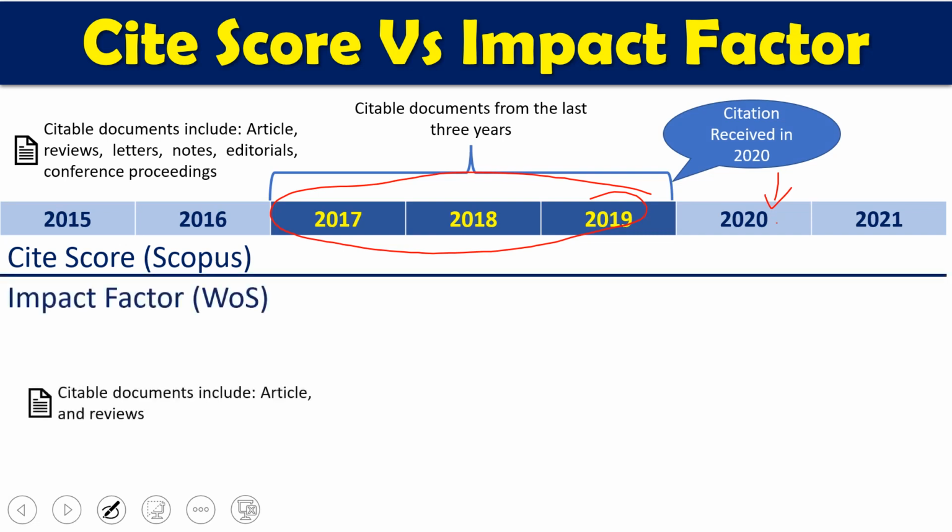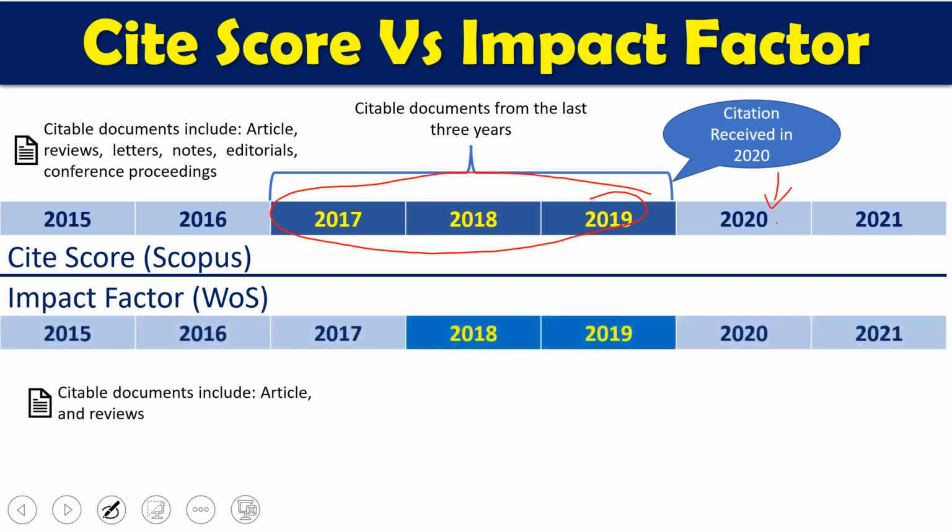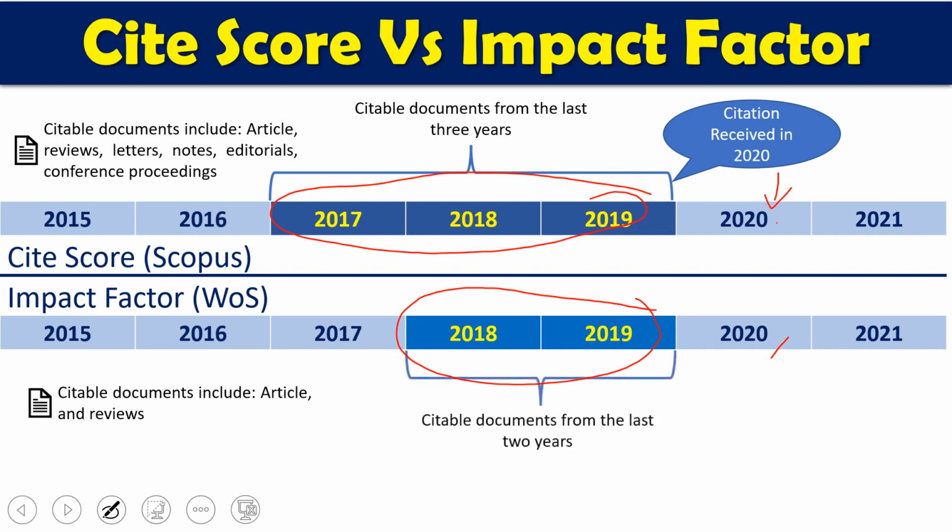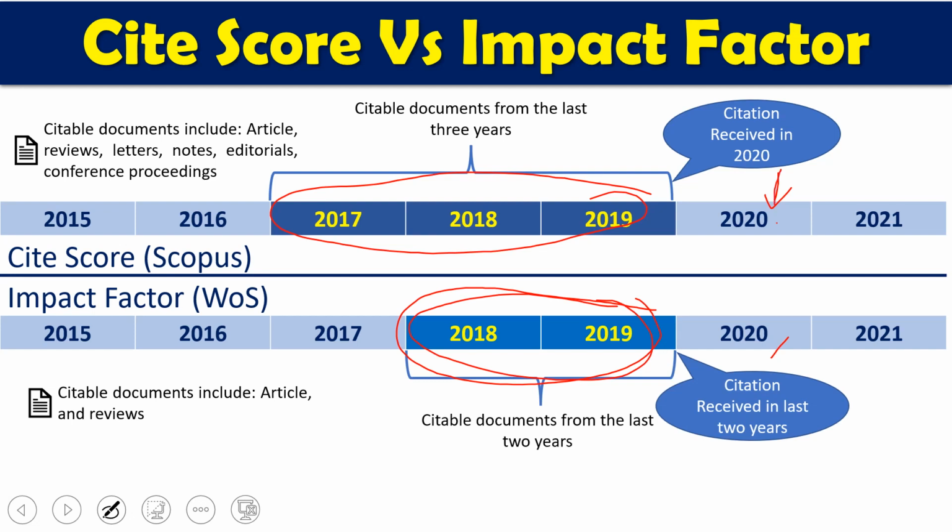Similarly, impact factor, the parameter given by Web of Science, takes only citable documents like articles and review articles, not editorials, notes, or letters. They are not considered here. If I want to calculate the impact factor for 2020, I take the number of papers published in the last 2 years, 2018 and 2019, which are citable documents, and how many citations occurred for them. In the case of cite score, we see how many citations in 2020, and here I see how many citations in 2018 and 2019.